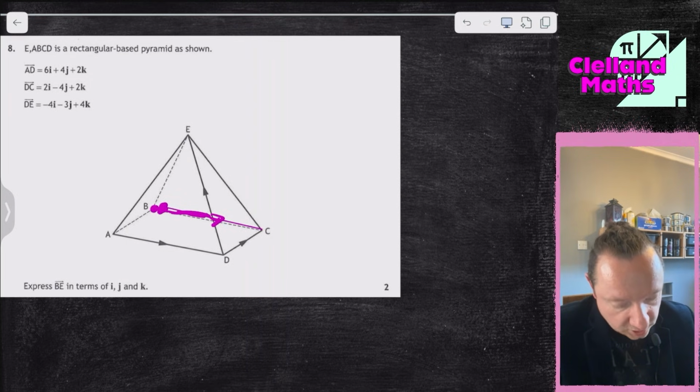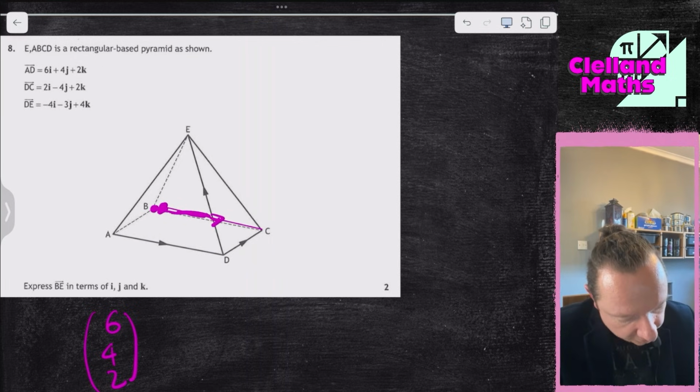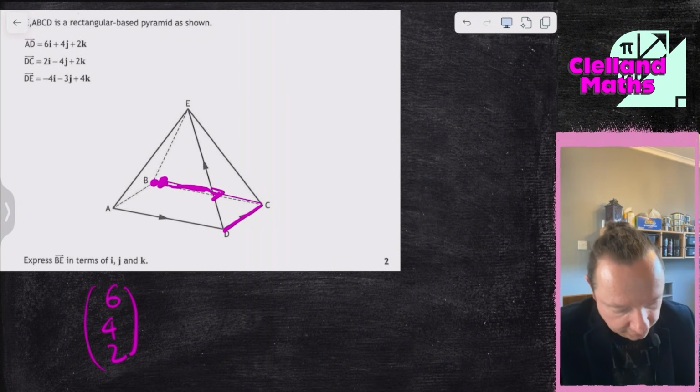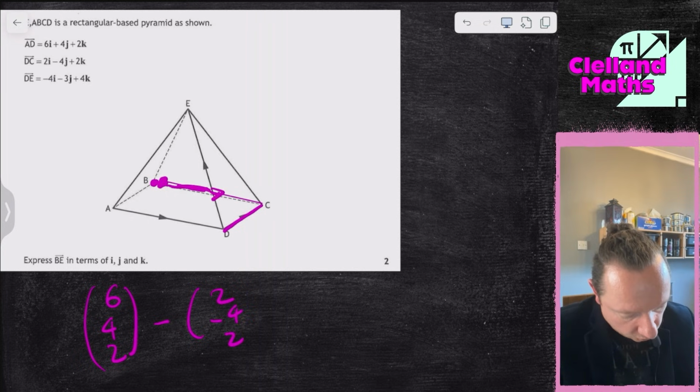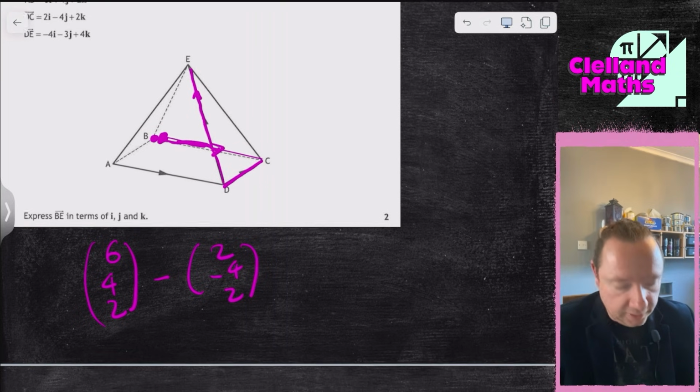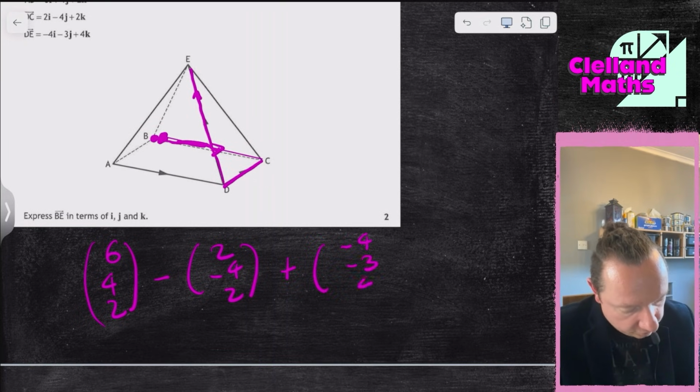So B to C, which is the same as A to D. So let me write that down, 6, 4, 2. I always work in component form and change back. And then I need to go along here, which is the opposite direction of D to C. So minus 2, minus 4, and 2. And then I need to go up here to get to E, which is the same direction as D to E. So plus again, minus 4, minus 3, 4.